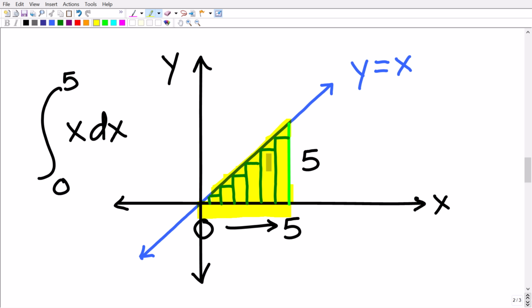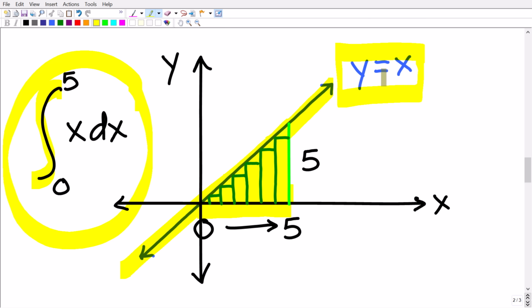Okay, so that's conceptually what we want to do, and in calculus we express that this way. This symbol right here is called an integral, and it basically means add up. It's just the sum of all these tiny, infinitely small rectangles that are underneath this line. Now what line are we talking about? We're talking about this line right here, the y equal to x line. Underneath this line, y is equal to x, we want to add up all the tiny rectangles that start from 0 and go to 5 on the x-axis.